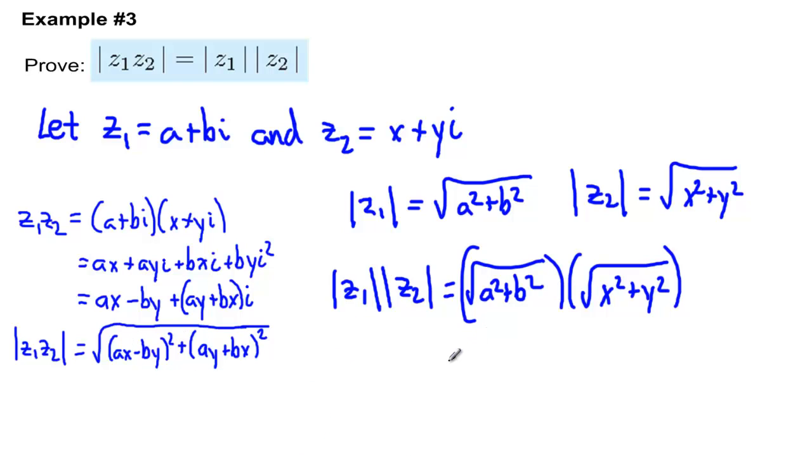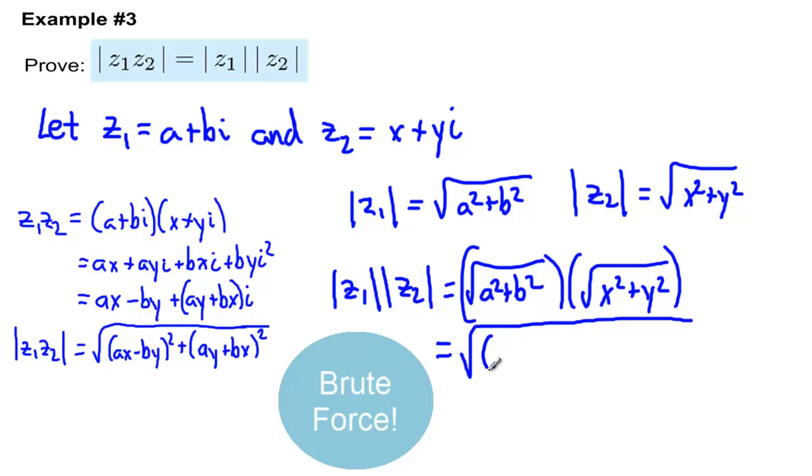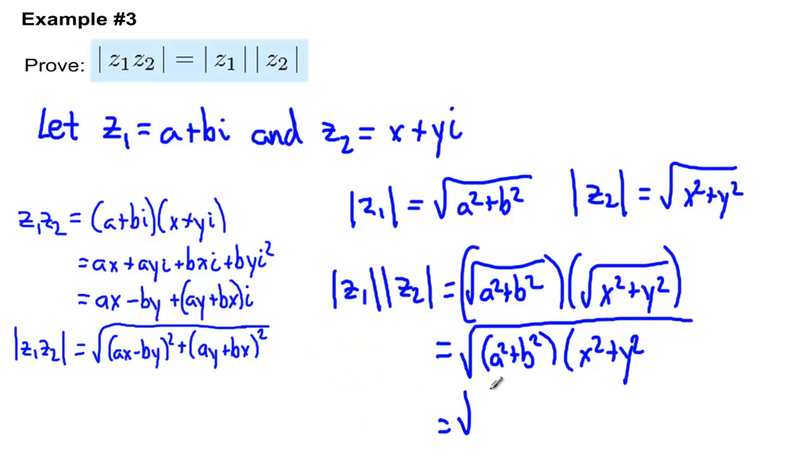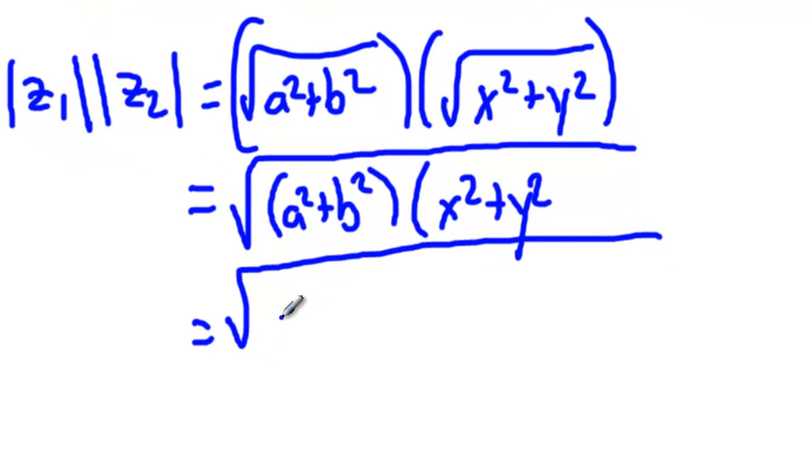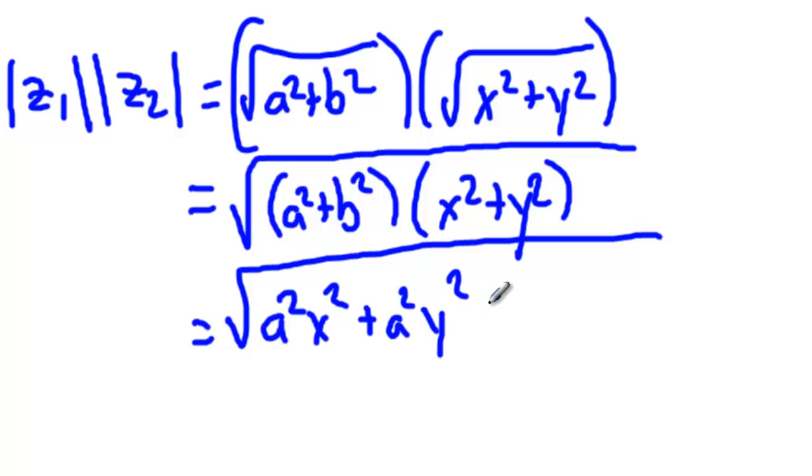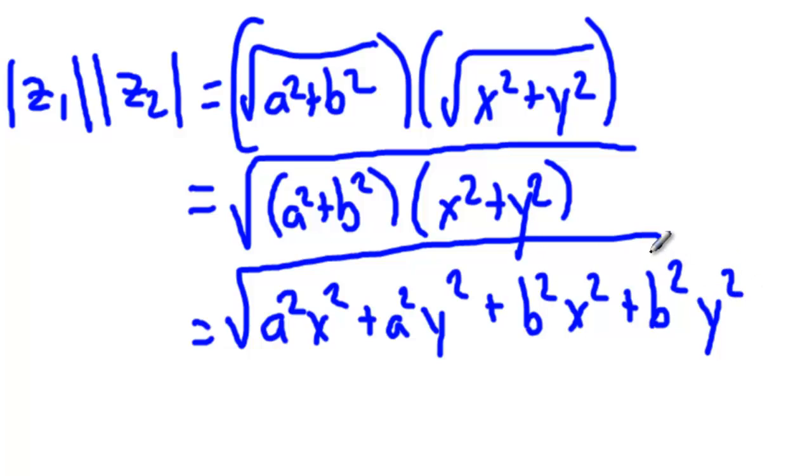So let's see what we can do. We would put that all under the same root sign. So that would work out to be a squared plus b squared times x squared plus y squared underneath the root. And if we were to expand it, we would get a squared x squared plus a squared y squared plus b squared x squared plus b squared y squared. I'm still not convinced that that's the same thing.